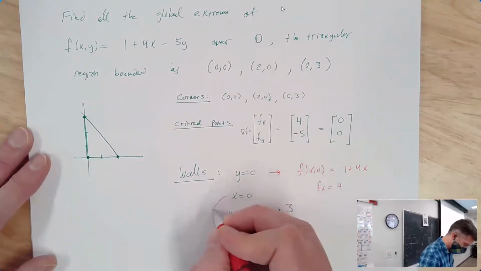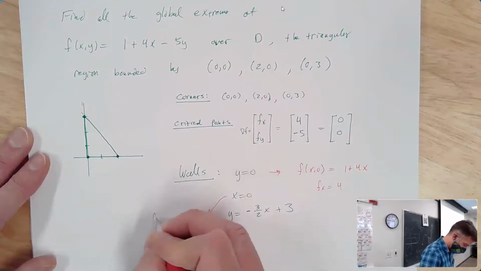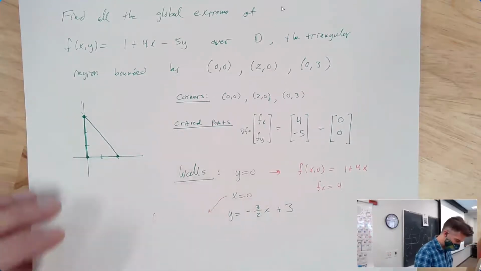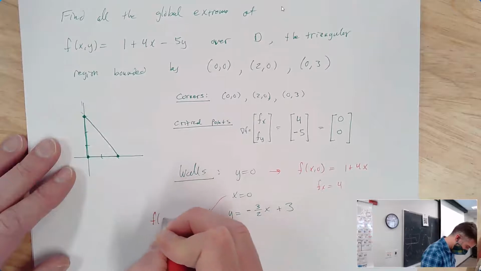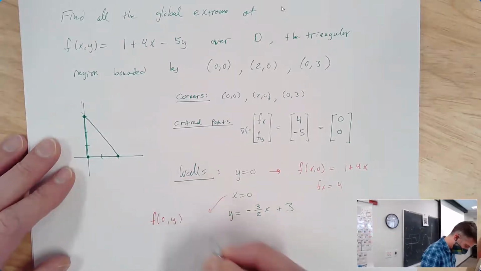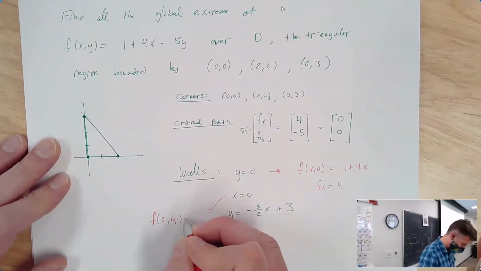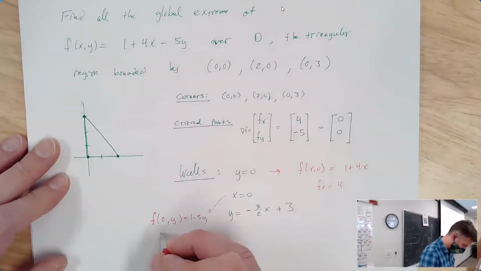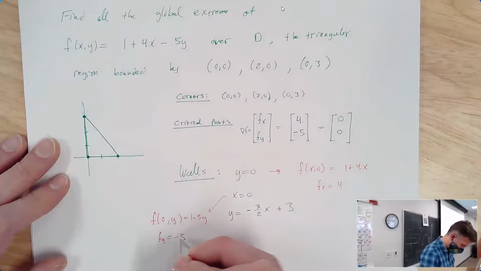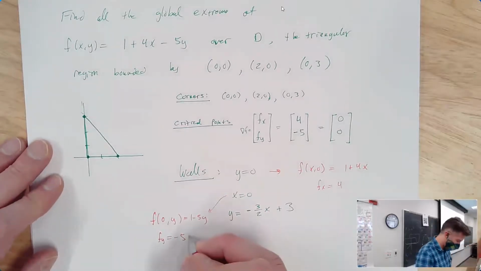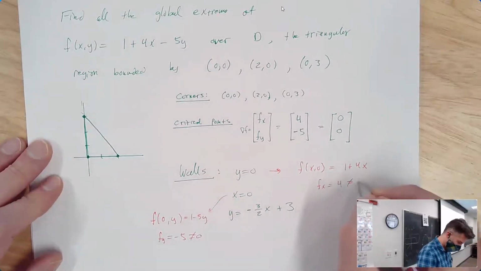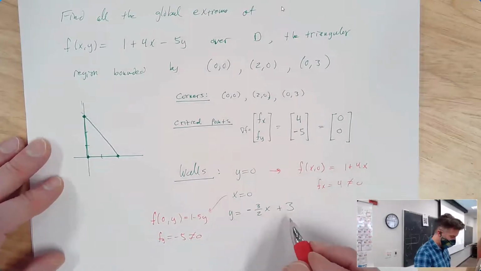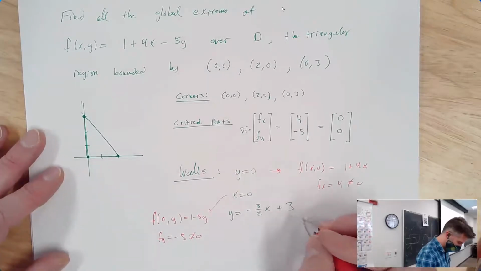Do I get the same thing here? Probably. Well, f of 0 comma y, well, that's going to be 1 minus 5y. And yeah, that partial is also not particularly interesting. Negative 5, which is never 0. And then finally, if I plug this in, that might be more interesting, but I'm not counting on it.